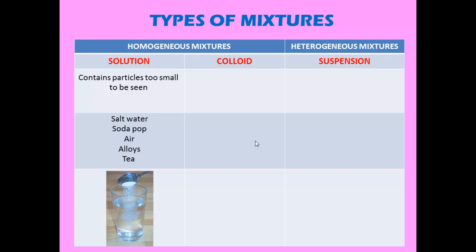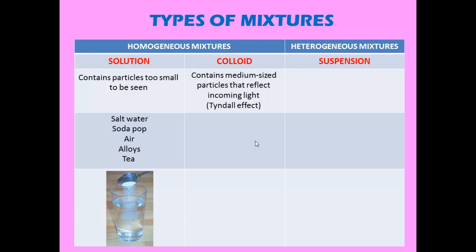Another type of homogeneous mixture is a colloid. A colloid is a little bit different than a solution because the particles within it are medium sized. They're a little bit bigger. And because of that, they do something unusual. If you were to shine a light into the liquid that's inside of a colloid, you would actually see the light reflecting off of those medium-sized particles.